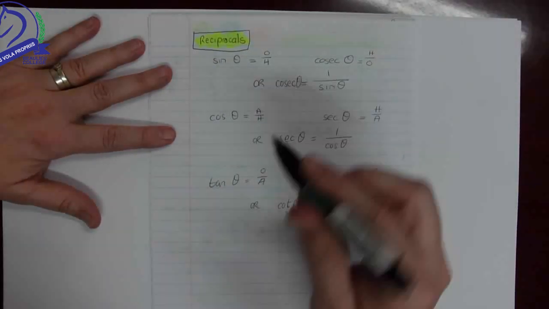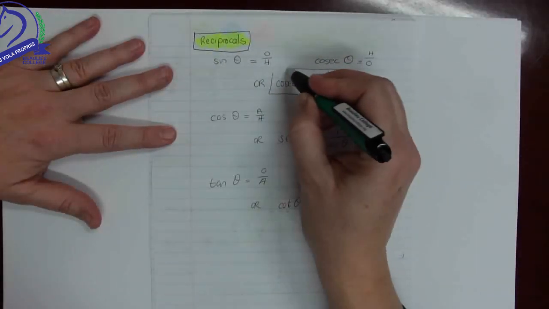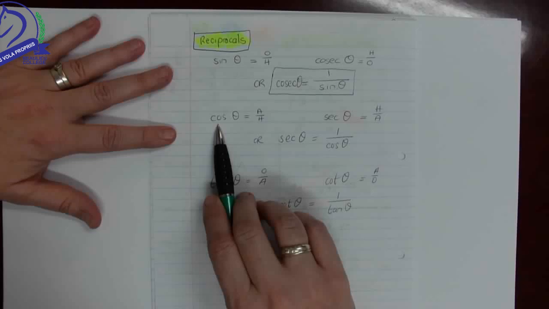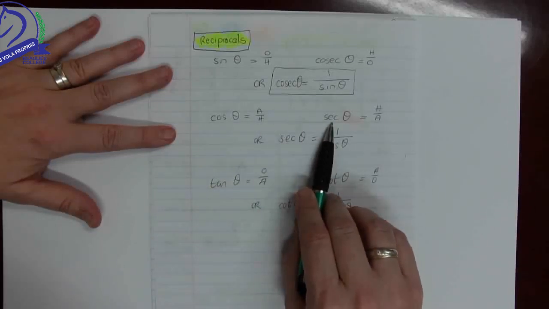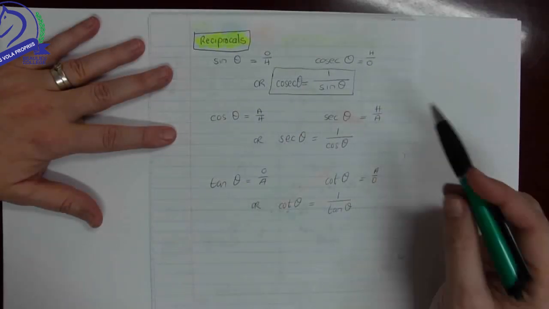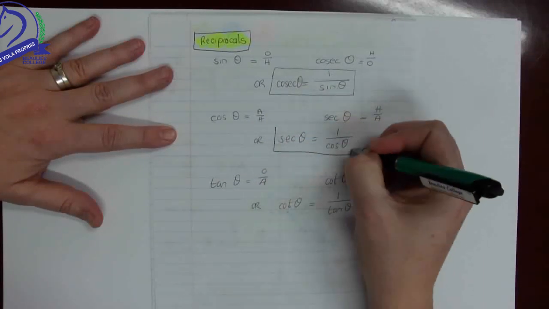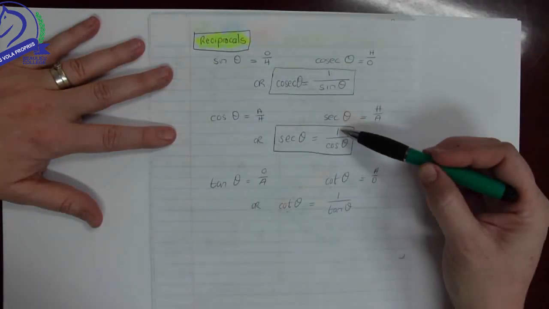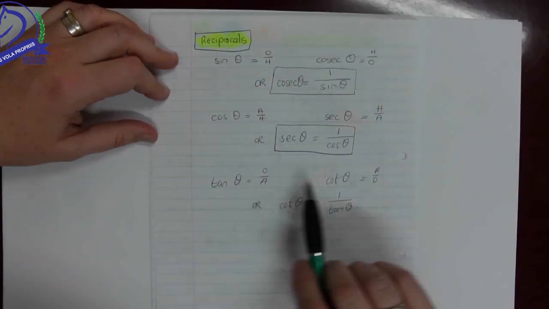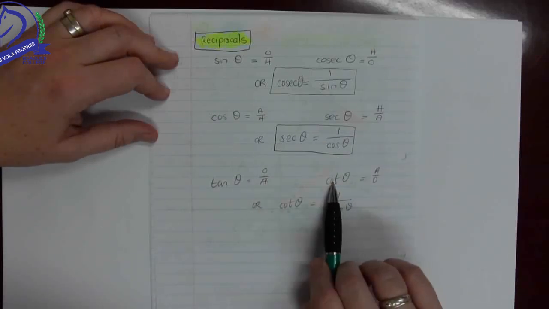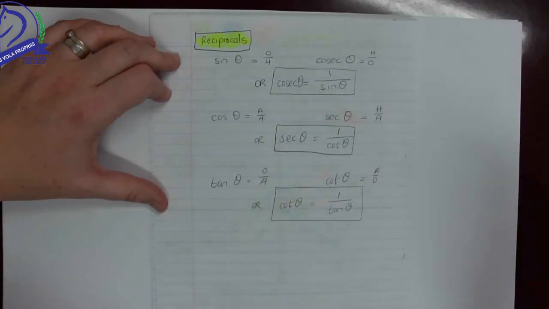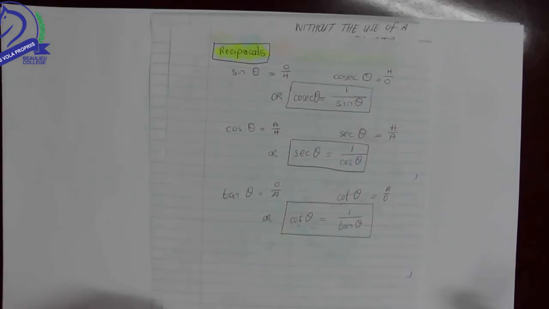In grade 11, they love to do this as well. So cosec is 1 over sine theta. Cos has a reciprocal and we call that sec, where cos is A over H, sec is H over A. Instead of using H over A, I can say sec is 1 over cos theta. Tan has a reciprocal of cot. Tan is O over A, therefore cot is A over O. Or I can say cot is 1 over tan theta.